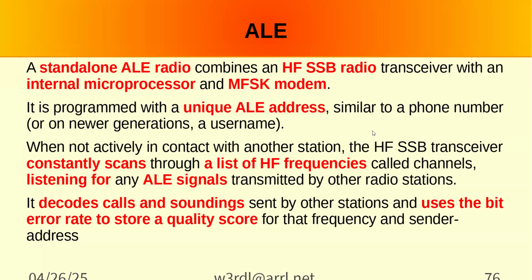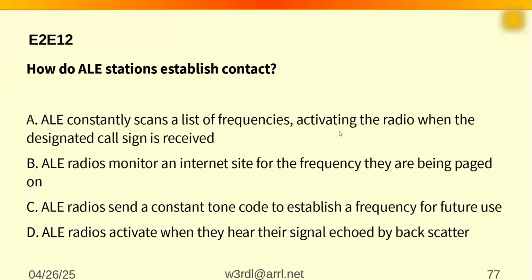And it does use the bit error rate to keep a score for that particular frequency and station. Exactly what it does with that, I'm not sure, but I guess it prioritizes people with better scores. Digital voice does a little bit of that. It keeps track of the bit error rate. How do ALE stations establish contact?